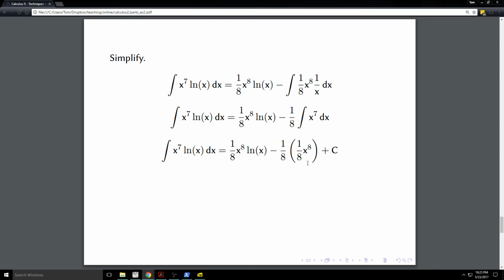All right. So next up, I am going to just simplify, and don't forget to add the plus c. Here, all I really can do is multiply 1/8 times 1/8, and I get 1/64. And so that's the integral here: 1/8 x to the 8th times the natural log of x minus 1/64 x to the 8th plus c. And that's it.